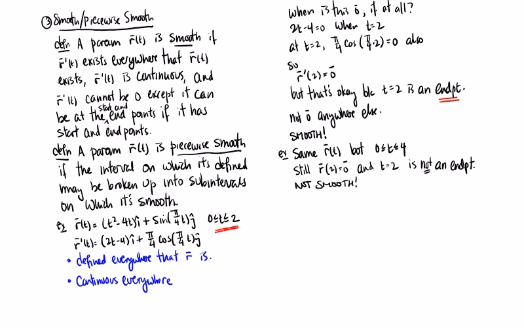But then you might say, well, hold on a second. I can break this interval into 2 pieces. So we can say, for example, r of t is smooth if t goes between 0 and 2, and it's smooth if t goes between 2 and 4. In other words, it's smooth in pieces. It's got a smooth piece and another smooth piece. So therefore we say it's piecewise smooth.